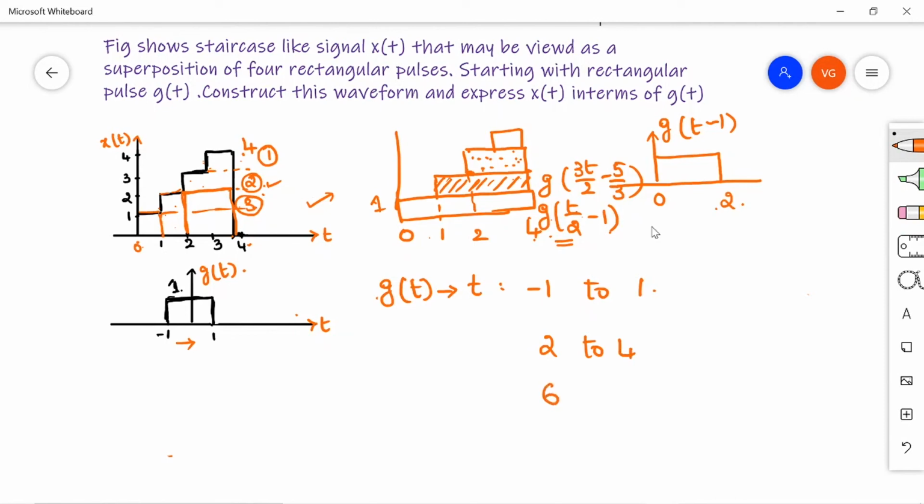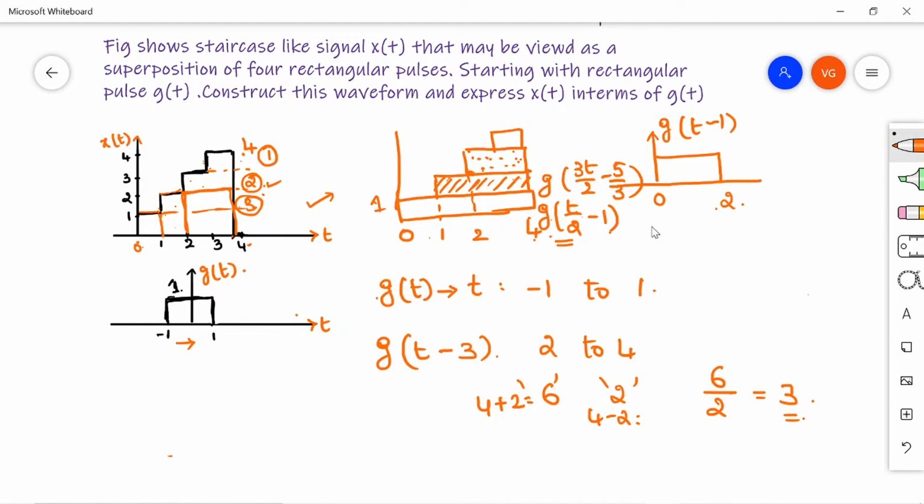4 plus 2 is 6. 4 minus 2 is 2. Right? So, this is 4 plus 2 and this is 4 minus 2. Now, you have to shift g of t by upper limit minus lower limit, sum divided by difference. So, that is nothing but 3. 6 by 2 is 3. So, you have to take it g of t minus 3 first.